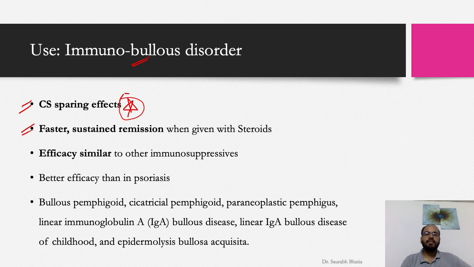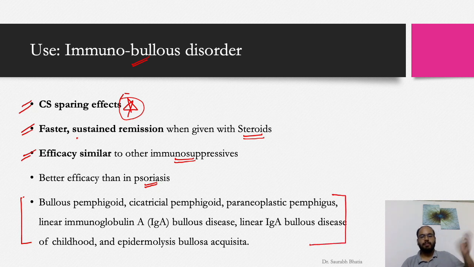It shows faster sustained remissions when given with steroids. That means you have to initially control the disease activity with steroids. Then while you are tapering steroids, add MMF so that it can be easily used to maintain the patient for a longer duration. The clinical efficacy is found to be similar to other immunosuppressives, and the efficacy of MMF has been found to be better in immunobullous disorders as compared to its efficacy in psoriasis. These are just the list of bullous disorders which we have also previously seen in the last slide, and we can just re-enumerate them.